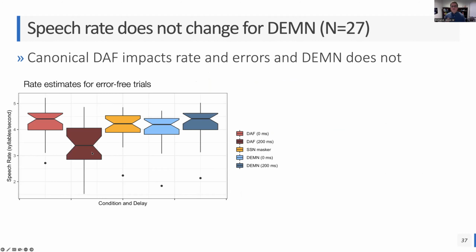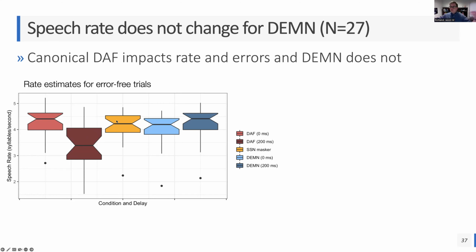Alfalfa. But we see something quite the opposite. So in 27 subjects, again, this is unpublished data, ongoing data analysis, but we see that canonical DAF impacts the speech rate and the number of errors produced, but this delayed envelope modulated noise does nothing, okay? So the conditions are shown here by the different boxes in the box plot. So this is zero delay normal feedback. This is canonical DAF at 200 millisecond delay. They slow down quite a lot.